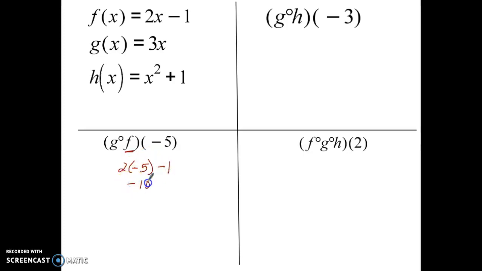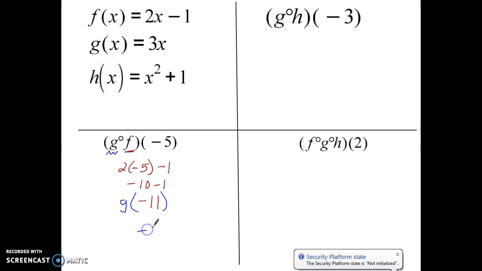So I would have -10 minus 1, which is -11. Once I do that, now I have to apply the g function to it. So I would go to my g function and replace the x with a -11, so I would have 3 times -11, and I would get -33 as my final answer.